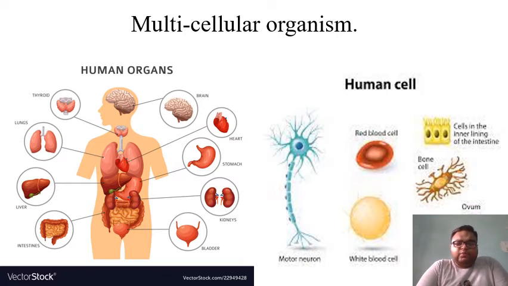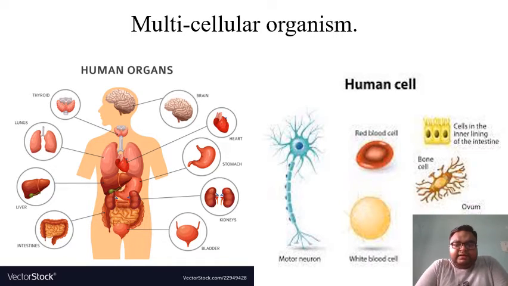So students, what do these cells make? I'm showing you here, you can see these organs. How many of you have a brain? Everyone? Heart? Everyone? So I can say that all of you have at least these organs: brain, heart, stomach, kidneys, bladder, intestines, liver, lungs, thyroid, isn't it? These are different human organs.